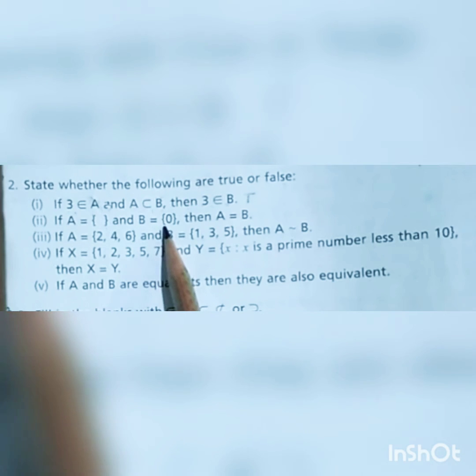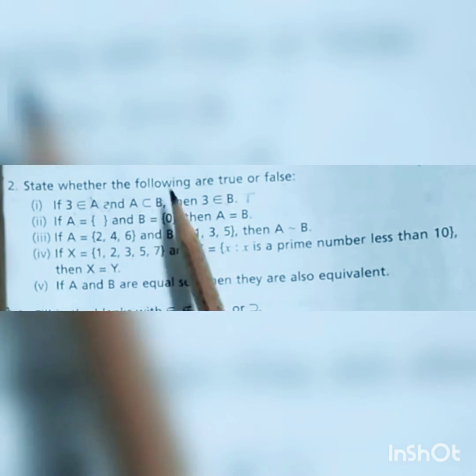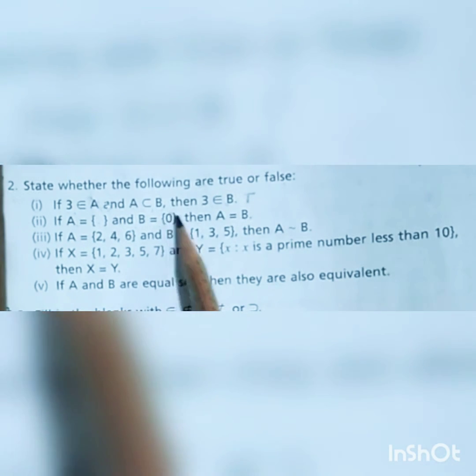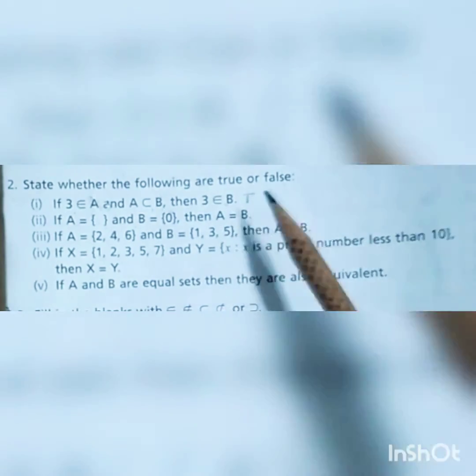This statement is true. Part number 2 is: if A is equal to the empty set and B is equal to the set 0, then A is equal to B. In set A we can see that there is no element, and in set B we can see that there is just one element. So this shows that A is not equal to B.